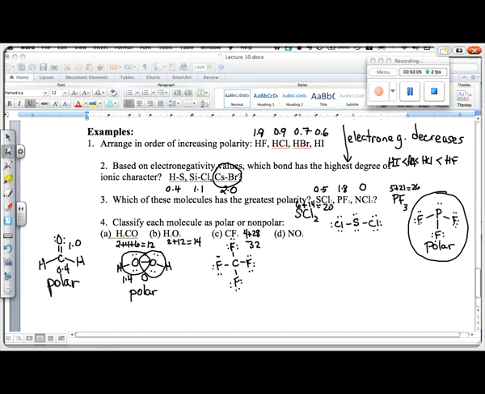Turn the card over. Carbon and fluorine. Electronegativity difference is 1.5, which makes the bonds polar. Is the molecule polar? Shape, steric number 4, no lone pairs. It is nonpolar. Tetrahedral geometry cancels them out.